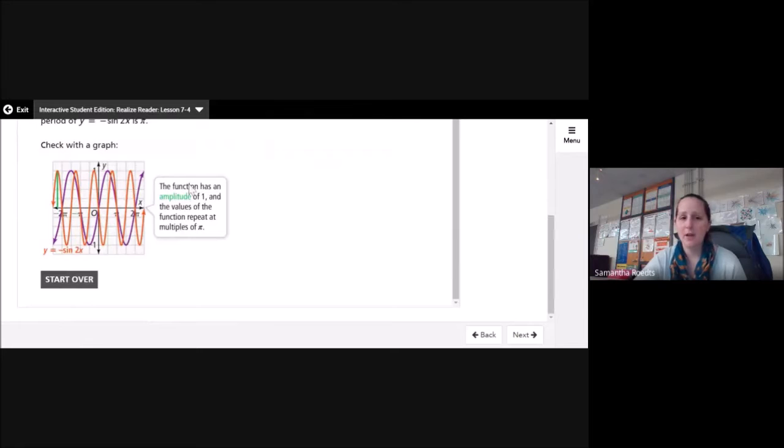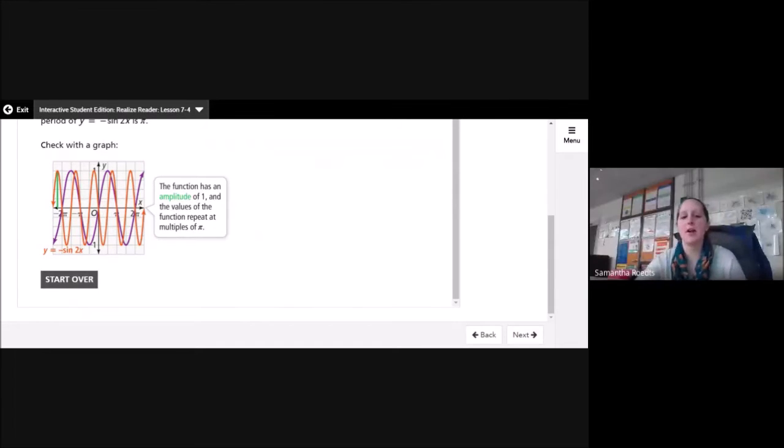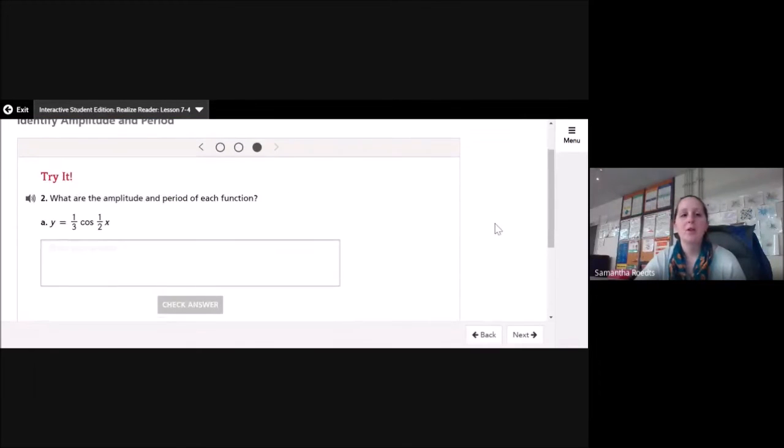So look at the graph. The function has an amplitude of 1, and the values of the function repeat in multiples of pi. So this blue, that's my normal sine function, and this purple is my normal sine function. Notice with the red, though, that it's got squished. It's been compressed down. All of that happens within pi, where normally it was within 2 pi, now it's been compressed down to pi.